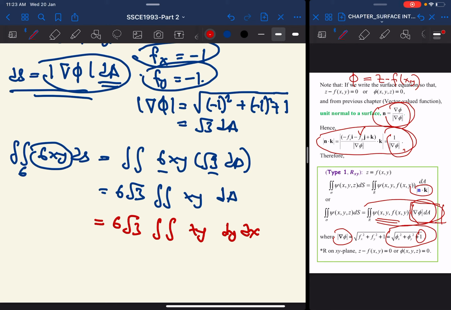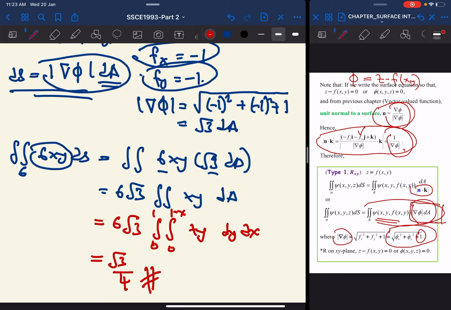And then here the limit you should get is 0 up to 1, and 0 to 1 minus x here. If you manage to get up to this point, I believe you don't have any problems, because we already learned about this one. The final answer that you should get after you perform the double integral, since you already successfully got the correct limit, should be square root 3 divided by 4.